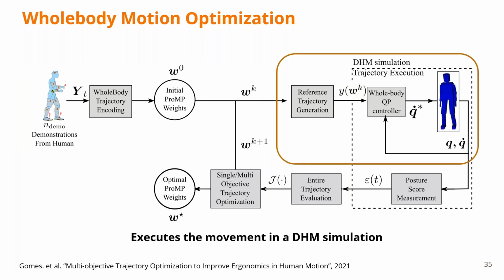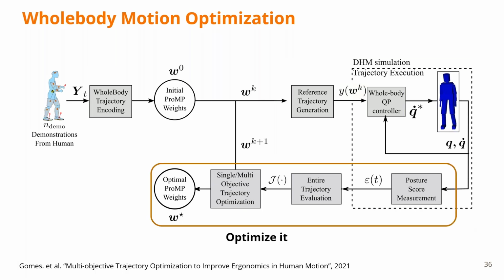Then, the movement is executed within the digital human simulation. And finally, the motion is optimized with respect to the ergonomics evaluations presented previously.